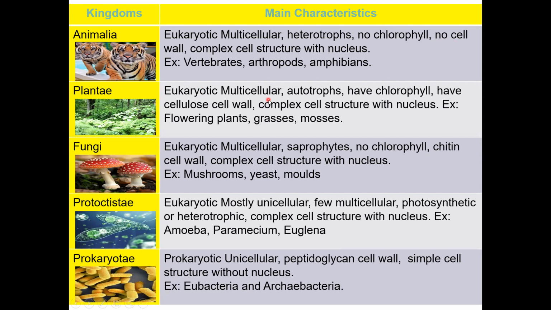Plantae kingdom: same eukaryotic multicellular, autotroph, which can prepare their own food. They are having the chlorophyll in them. They are having the cellulose cell wall, and again their cell structure is very much complex. Examples are grasses and mosses.